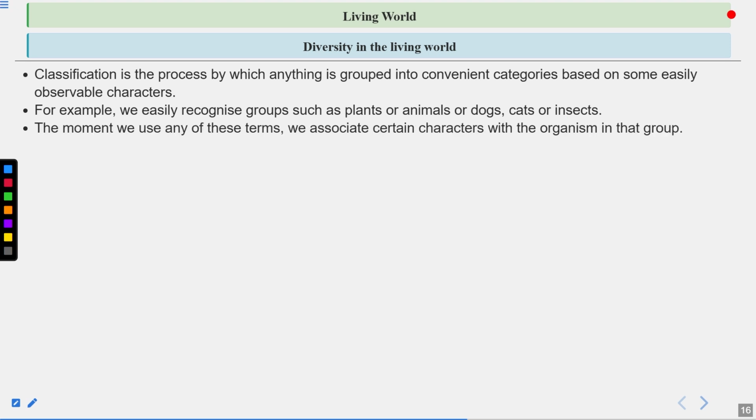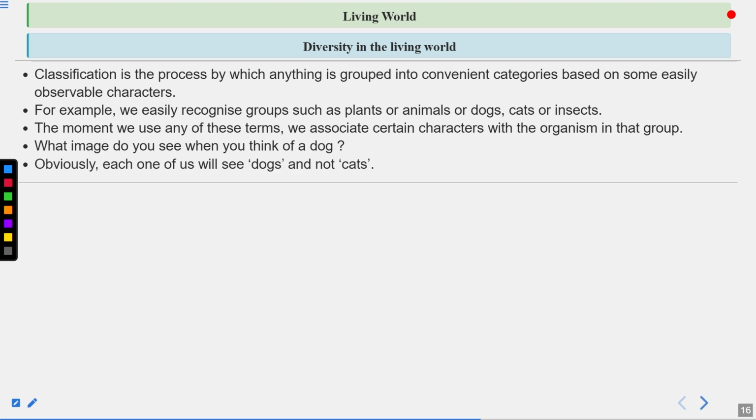Now, the moment we use any of these terms, we associate certain characteristics with the organism in that group. So whenever someone is saying plants or animals, or talking about dogs or cats, you make an image of a dog or a cat in your mind, and you know this dog has a particular character. Plants have a particular character. Plants are sedentary, they will not move, they have leaves. Now, what image do you see when you think of a dog? Obviously, each one of us will see dogs and not cats.